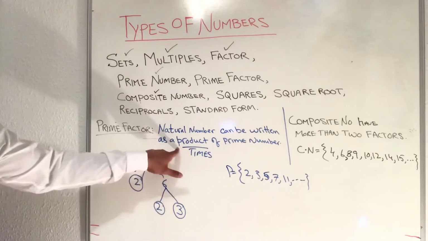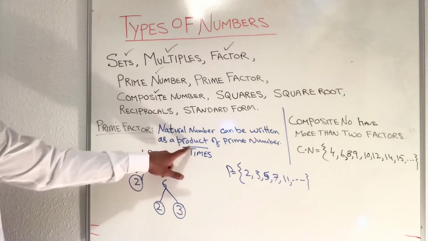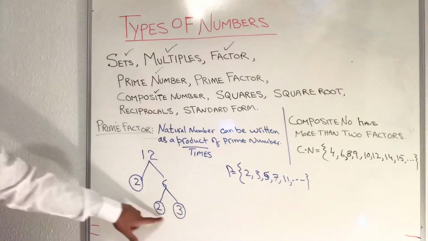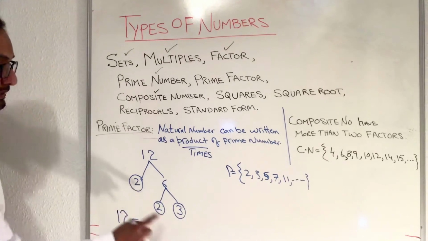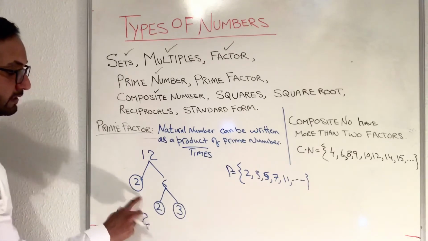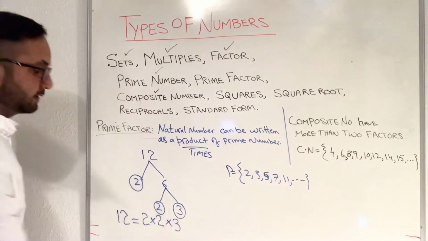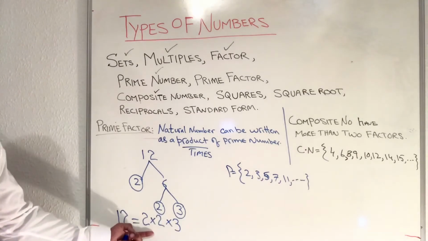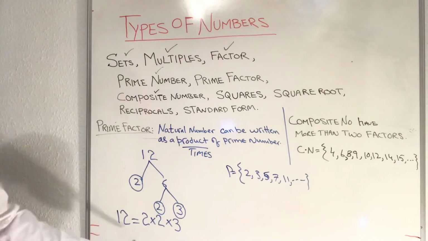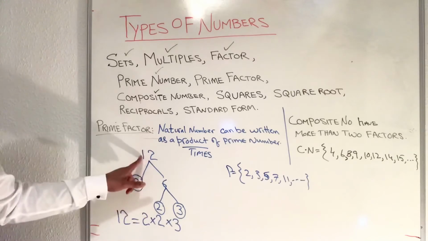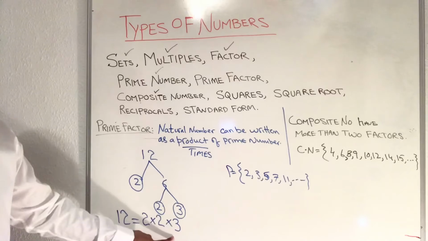But they ask, can you write this natural number in the form of a product of prime numbers? These are the prime numbers. Can we write 12 as a product of prime numbers? 2, this 2 and this 3. So you can check your answer. 2 times 2 is 4. 4 times 3 gives you 12. We have written this natural number as a product of prime numbers.